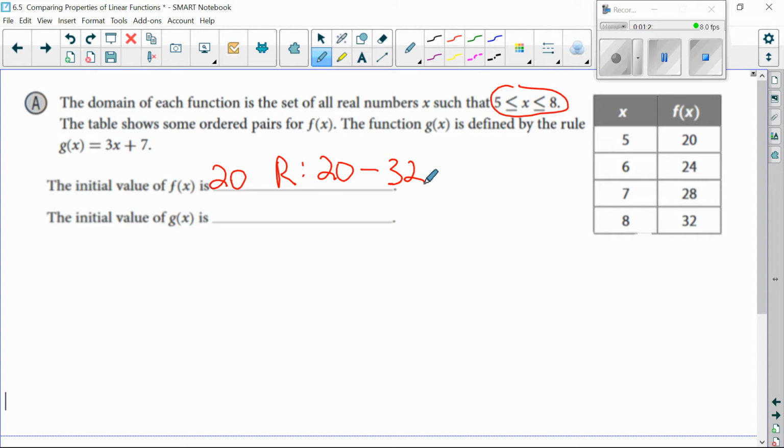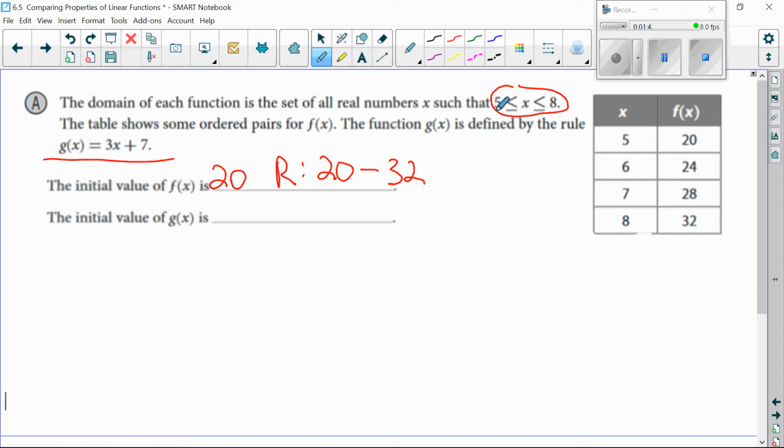All right, now we're going to take a look at it from the algebraic expression for g of x. Well, in order to do that, I'm going to plug in my initial domain, my first x, which is 5, to find my initial value. And then I'm going to plug in 8 so I can figure out the range from the initial to the ending. So let's take a look here.